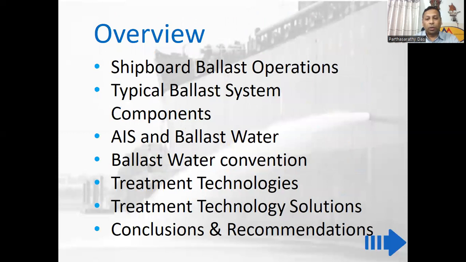In today's presentation, the subjects that we will be covering are ship board ballast operation, the typical ballast system and its components, what is AIS, the ballast water convention, various treatment technology solutions, and some conclusion and recommendations.